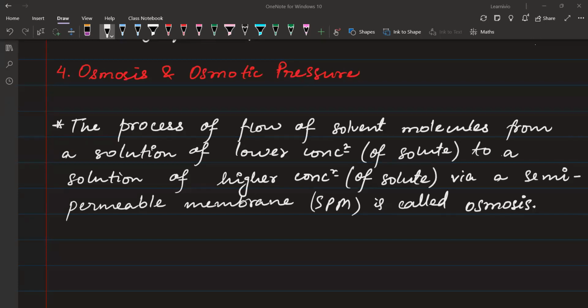But the movement is going to happen of what? The movement of solvent is going to take place. So from where the solvent is more, it will go to where the solvent is less. Right? Lower concentration of solute means what? Higher concentration of solvent. Higher concentration of solute means lower concentration of solvent. I hope this is clear. Yes or no? Please tell me.